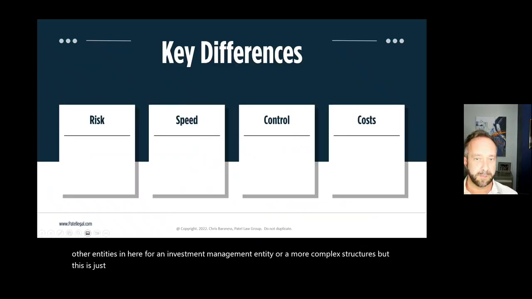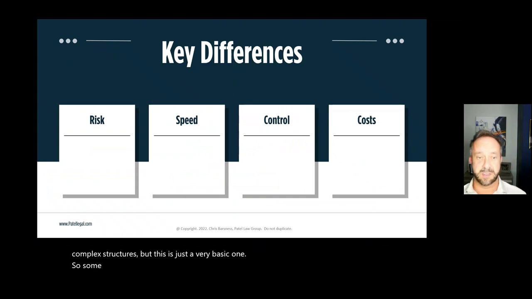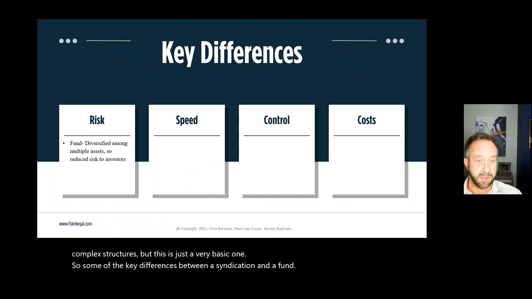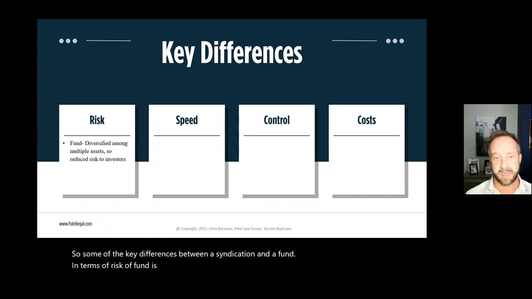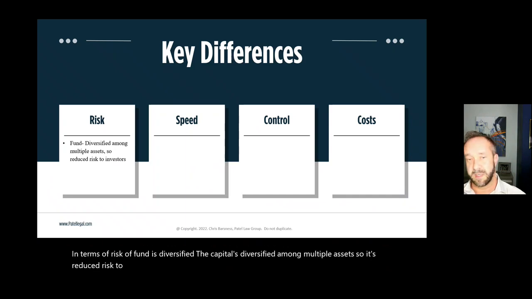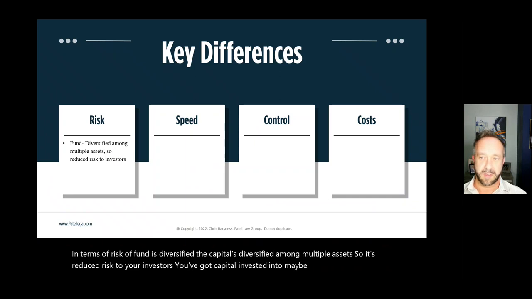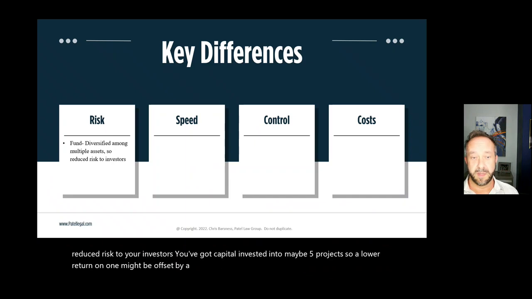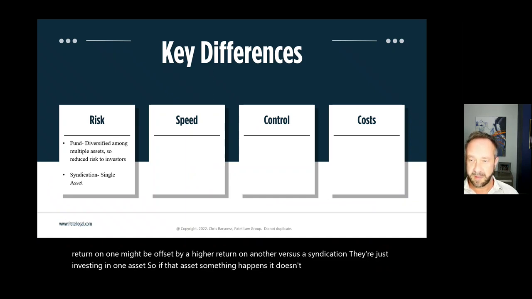So some of the key differences between a syndication and a fund. In terms of risk, a fund is diversified. The capital is diversified among multiple assets, so it's reduced risk to your investors. You've got capital invested into maybe 5 projects, so a lower return on one might be offset by a higher return on another. Versus a syndication, they're just investing in one asset.